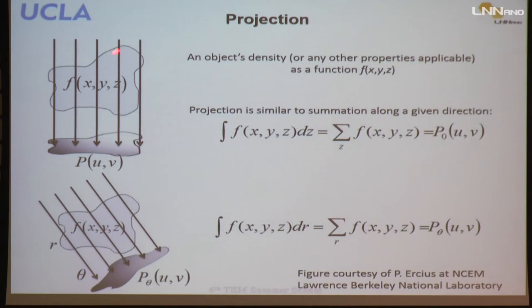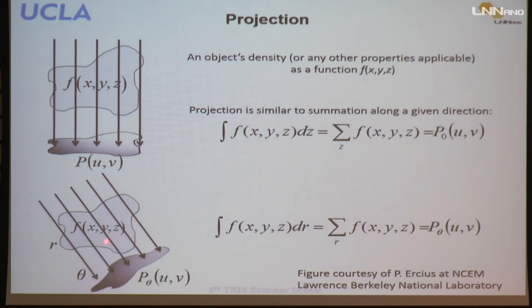Like, for example, this F is a function of density in this case. And projection is actually similar to just summation along a given direction. So for 0 degree projection, I just sum this function F along the Z direction, so like this. So that's 0 degree projection, P0.